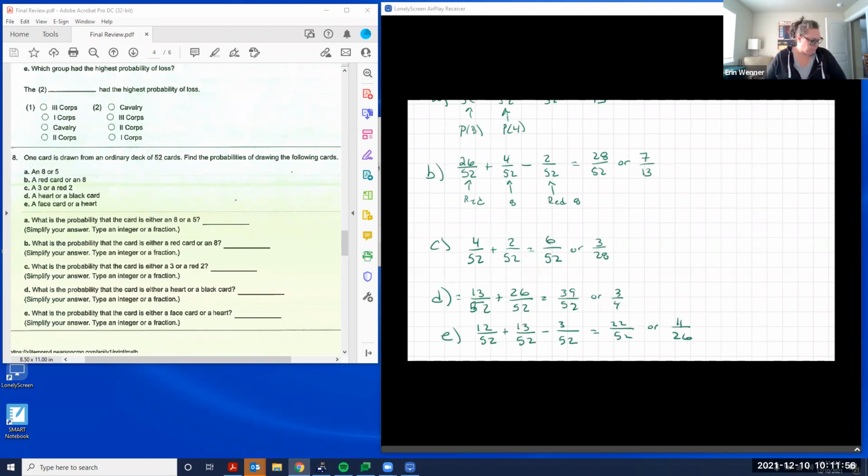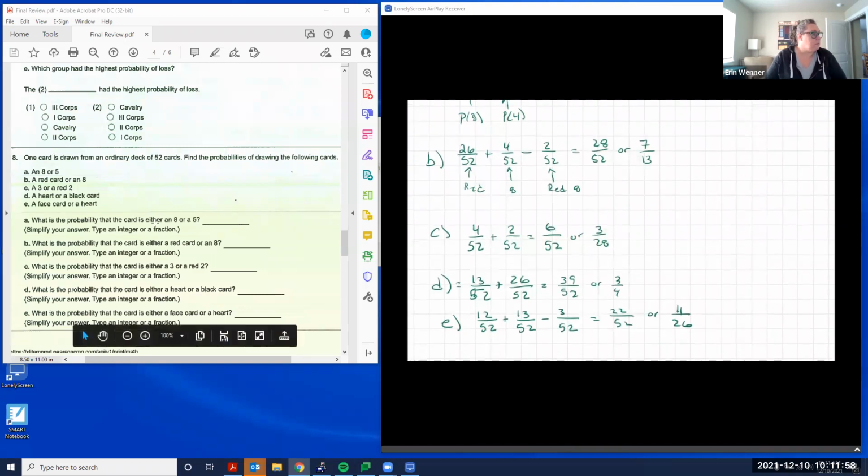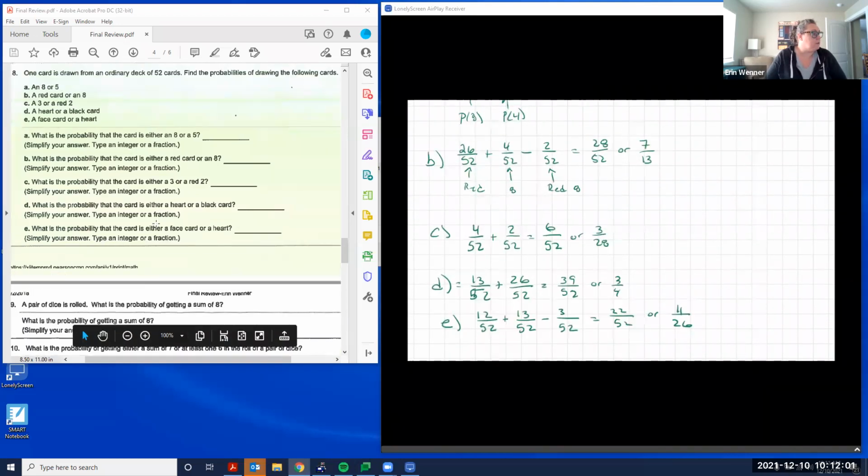Okay. So let's look at the next question. Let's look at number 9. Number 9 says a pair of dice is rolled. What is the probability of getting a sum of 8?